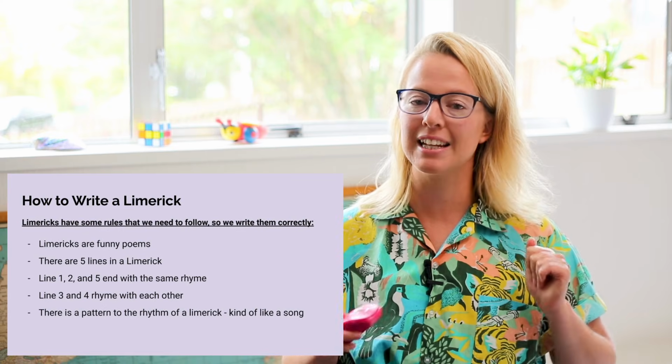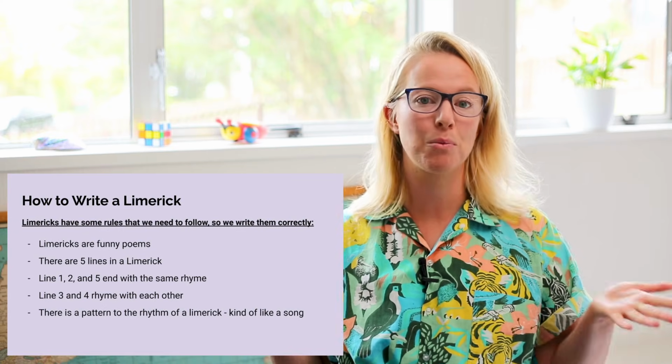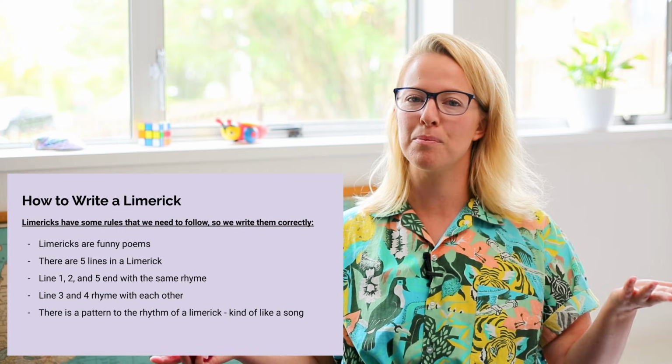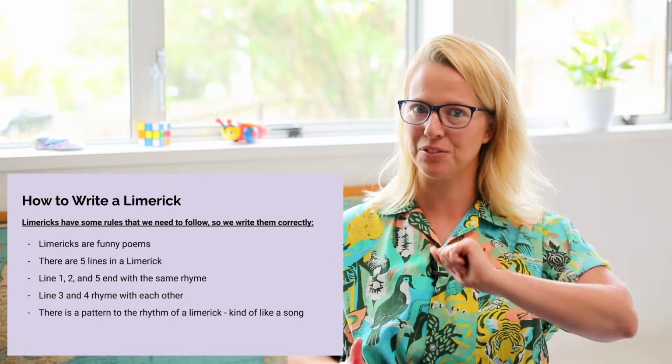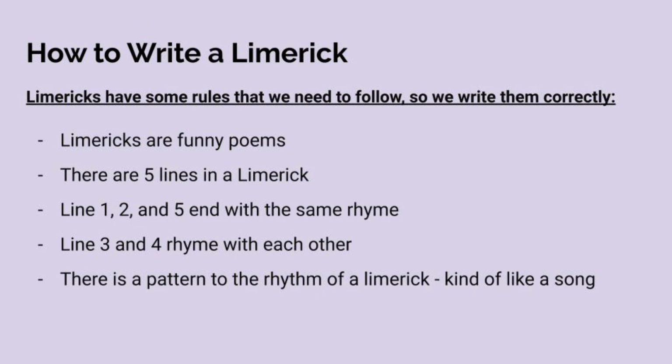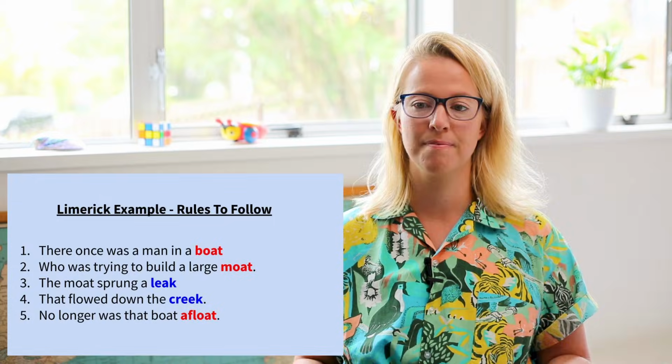So when we are writing limerick poems, there are some rules that we need to follow, just like the other poetry that we have done. Here are the rules. Limericks are funny poems, so we need to make sure they're making people laugh. There are 5 lines in a limerick. Line 1, 2 and 5 end with the same rhyme. Line 3 and 4 rhyme with each other. And there is a pattern to the rhythm of a limerick that is kind of like a song.